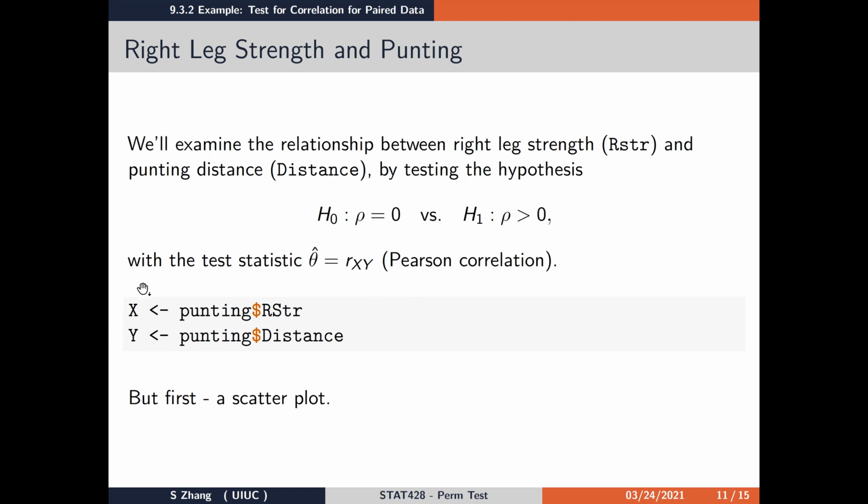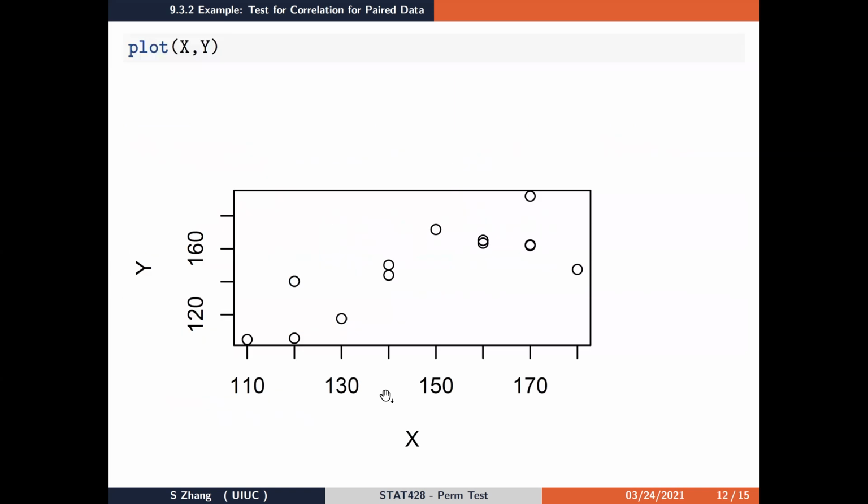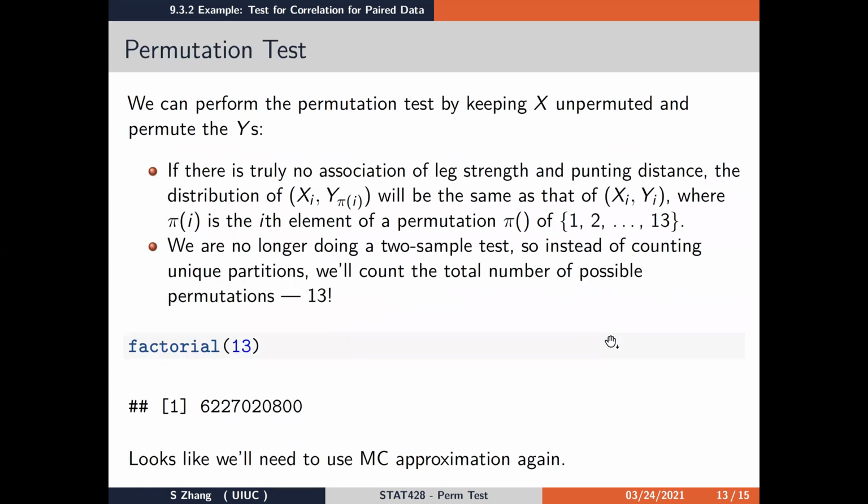So here we have the code for creating our x and y's, where x is the RSTR column of punting and y is the distance column. But before we look at the rows, let's first look at a scatter plot. Here's a scatter plot of x and y, and they appear to be correlated. So we can perform the permutation test by keeping x unpermuted and permuting the y's.